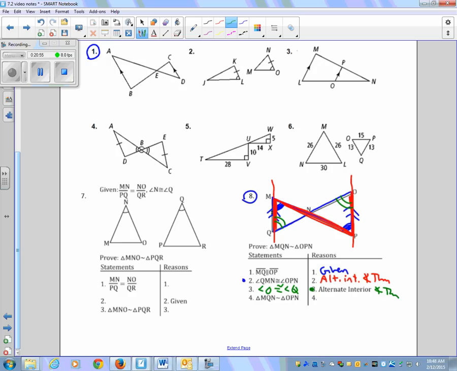Now, the two triangles are similar by AA similarity. Keep that in mind for number 1 as well. There are parallel lines.